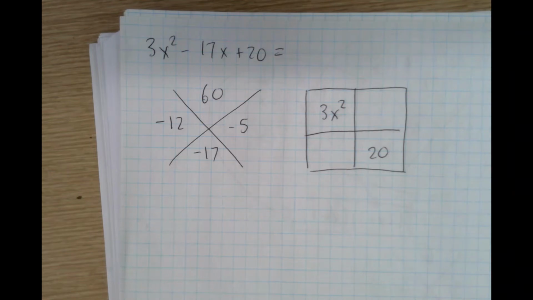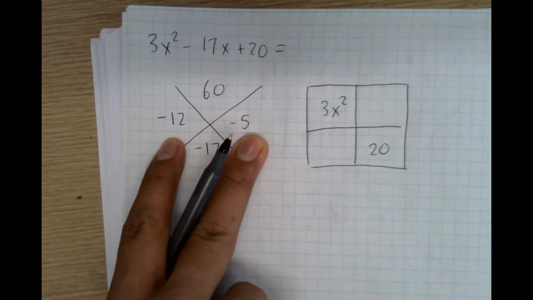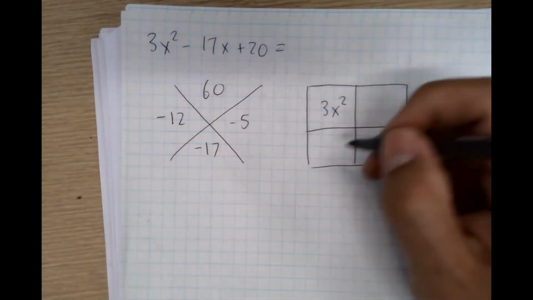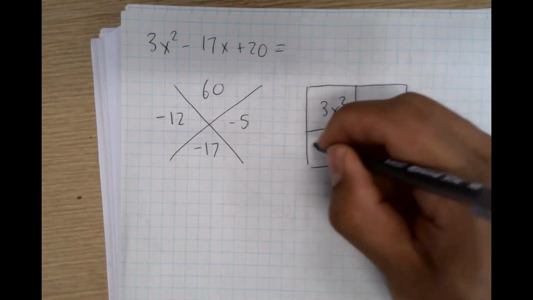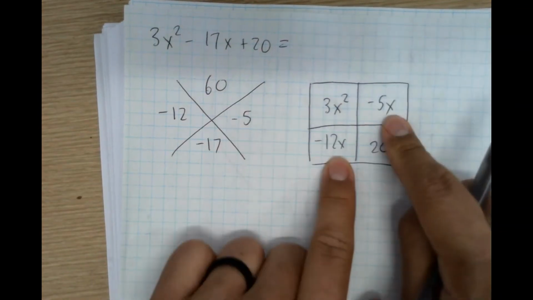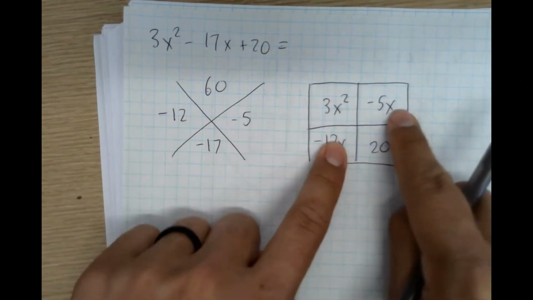Okay, Austin? You can put in the two numbers inside the x, which are negative 12 and negative 5. All right, we're going to put these into these empty boxes. It doesn't actually matter which order, because you'll still get the same answer. So negative 12x and negative 5x, you can just fill in. You're just going to add an x to them.